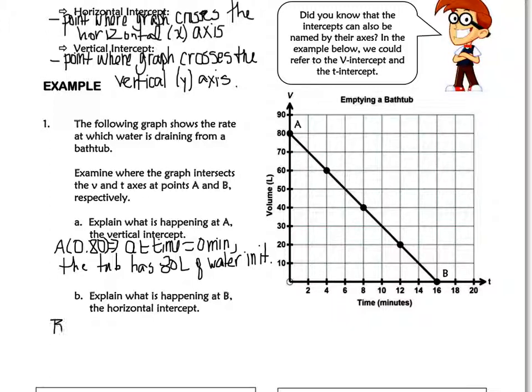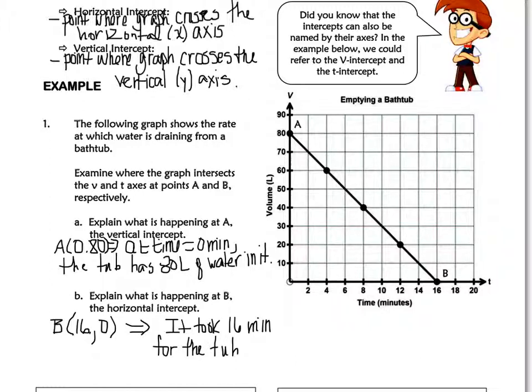Looking at the coordinates of B, they're 16 for the time and 0 for the volume. So what that basically means is that it took 16 minutes for the tub to reach a volume of 0 liters. So basically 16 minutes for the tub to drain. So this means it took 16 minutes for the water to drain out of the tub.